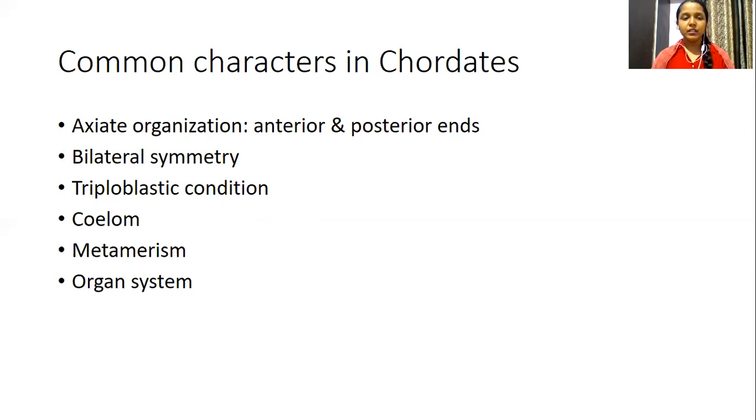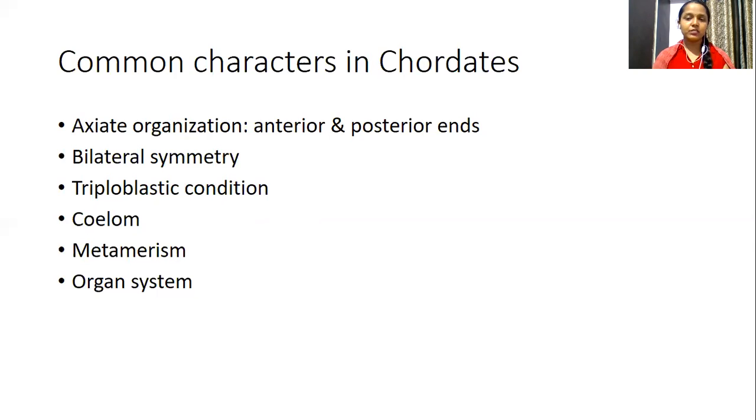Next is the coelom. These chordates are true coelomates, eucoelomates. These organisms have a true coelom within them. This is also a common character in chordates. And metameric segmentation. Metamerism is nothing but the continuous repetition or arrangement of segments, repetitively. Those are called metameric segmentation, and the process is metamerism. So metameric segmentation is present in chordates.